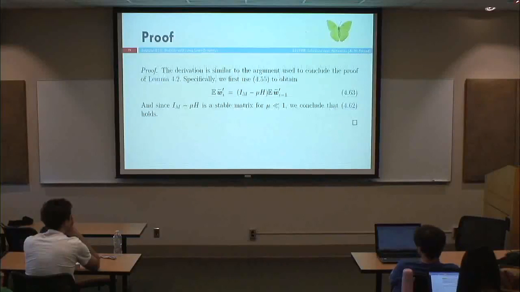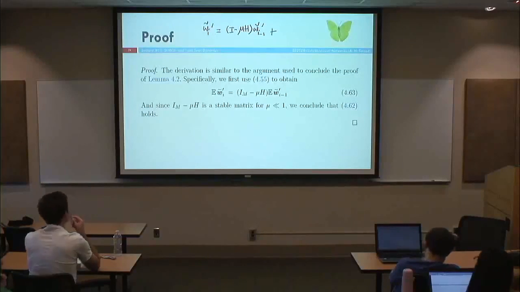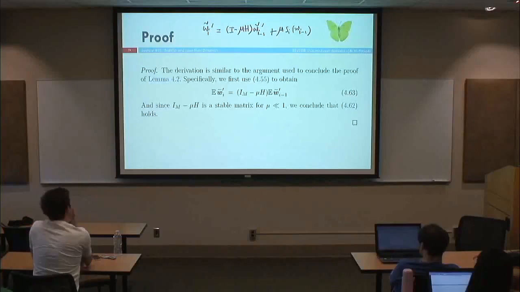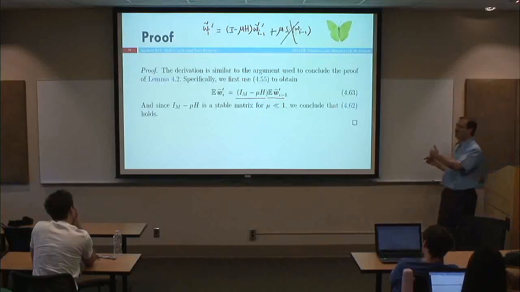Very easy to prove. Go back to the recursion, right? W tilde prime, I minus mu h, W tilde I minus 1 prime, plus mu s. Now take the mean of both sides. This will disappear, right? And then you will get the constant matrix times that mean. So you see, having the constant matrix facilitates these arguments.